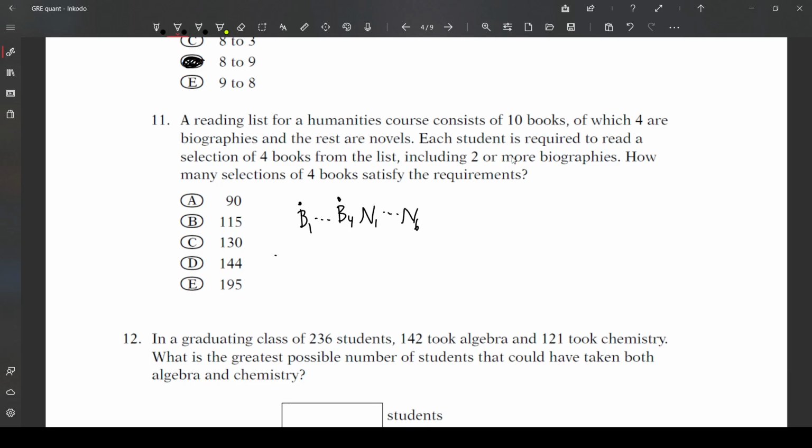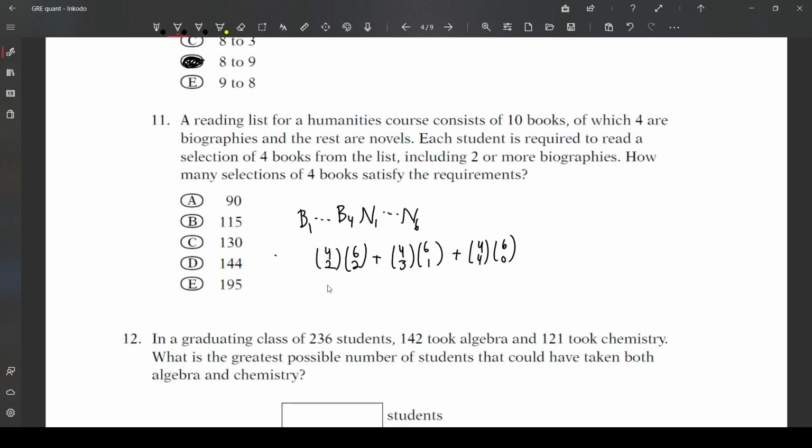Each student is required to... Oh, I see. Okay. How about I do... Okay, so you could do 4 choose 2 times 6 choose 2 plus 4 choose 3 times 6 choose 1 plus 4 choose 4 times 6 choose 0. So here I'm breaking this up into cases. This is the case where you choose 2 biographies, 2 novels. This is the case where you choose 3 biographies, 1 novel, and so on.